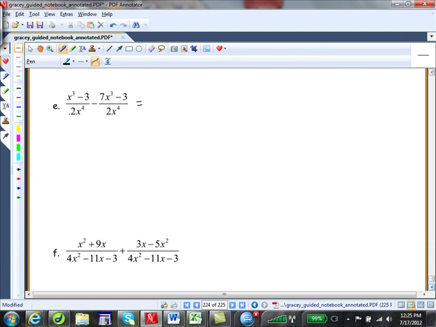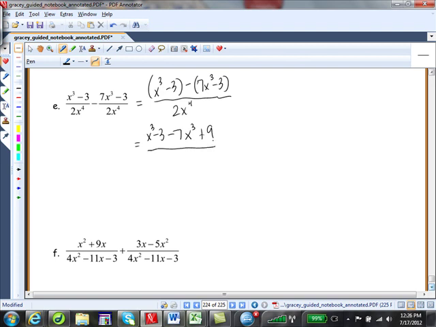So here we go. I am looking at the fact that we have a common denominator of 2x to the 4th. Now we're subtracting. So we've got x cubed minus 3 minus 7x cubed minus 3. I have to distribute the minus throughout the second parentheses. Oops, sorry, about to make up my own math there. That'll be a plus 3.